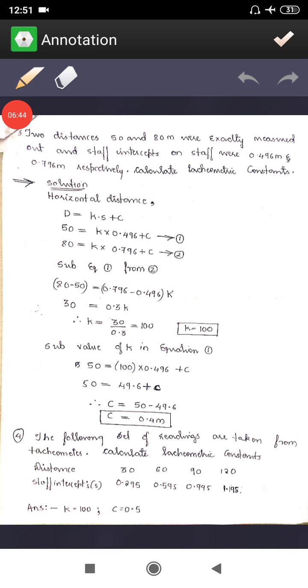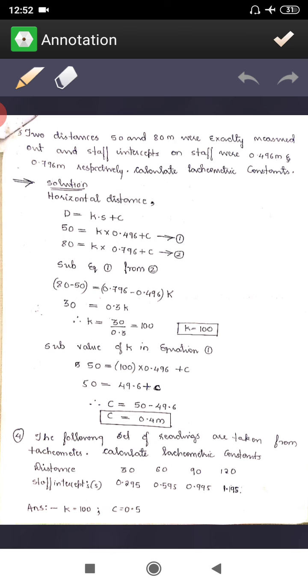Okay, my friends, so we are going to problem number three. The two distances 50 and 80 meters were exactly measured, and the staff intercepts on the staff were 0.496 and 0.796 meter respectively. Calculate the tachometric constants.